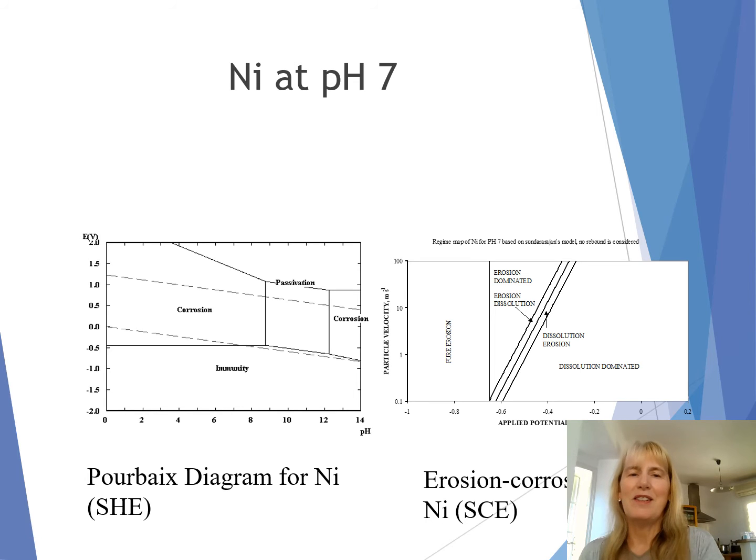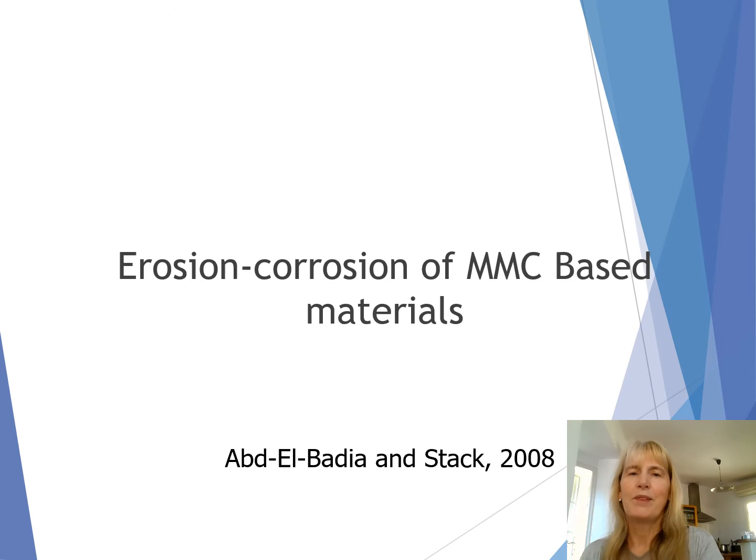And he expanded the analysis to pure metals. We looked at 4 pure metals, including iron, nickel, copper, and aluminium. And this is the result for nickel. You can see here a much higher immunity regime, and a much greater pure erosion regime here.